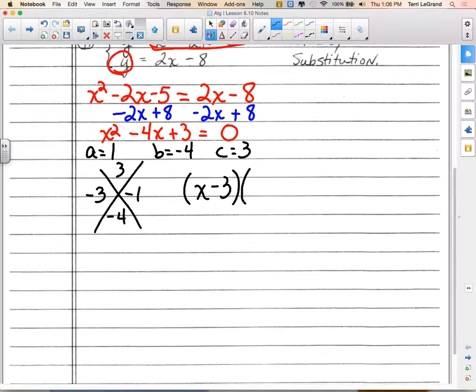And parentheses x minus 1. There you go. I love it. That was so painless. Okay, now it's been factored. Why did we factor it? Because we're trying to get x. We're trying to solve for x.